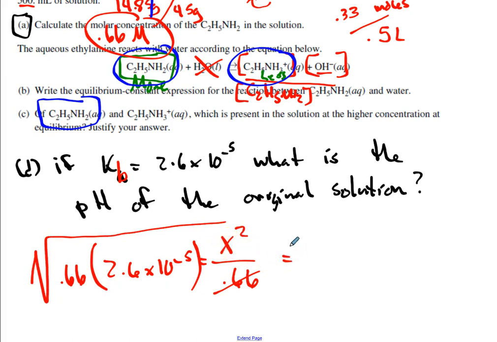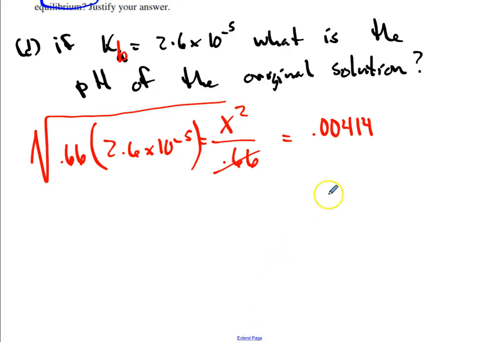Does anyone have that number? 0.004, 415. Oh, how do you make a 5 of 4? I haven't cheated that much in my life. I don't know how to pull that one off. Now, that is x, correct? But this is a little bit different. This is equal to the OH minus concentration.